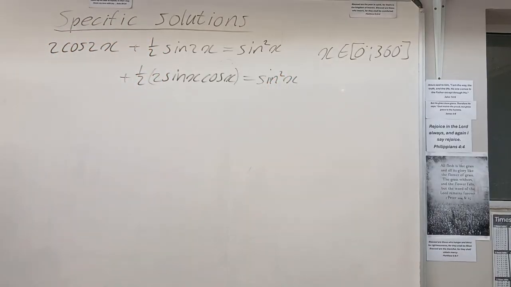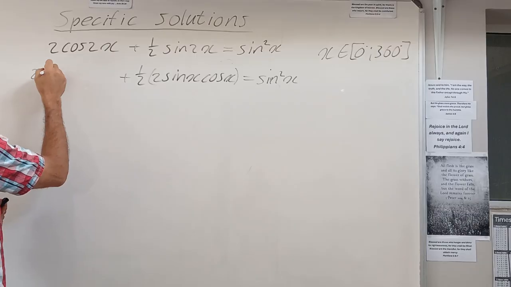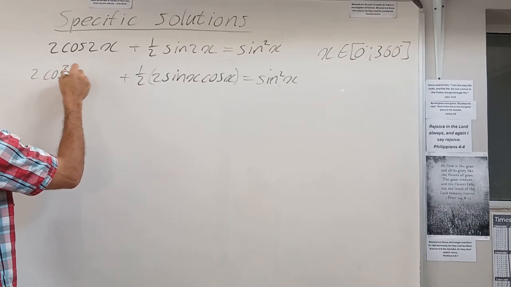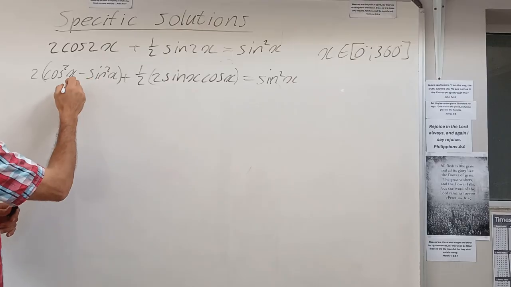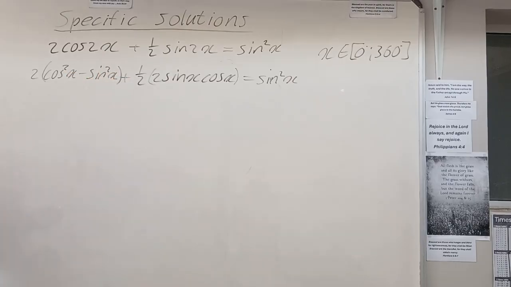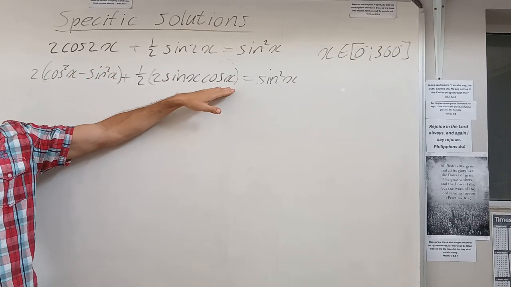Now we've got to decide about this one, 2 cos 2x. Are we going to make it 2 cos square x minus 1, or 1 minus 2 sine square x, or cos square minus sine square? So let's see if we use cos square x minus sine square x. Let's just see what's going to happen. The thing is, we've got a sine x and a cos x.